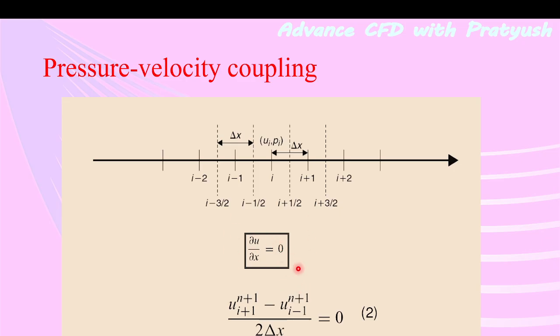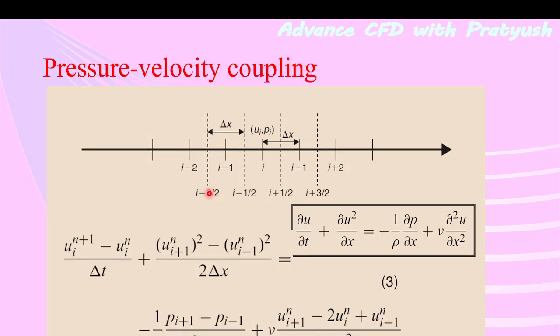If we want to discretize del u upon del x equal to 0, we can write it like this. And if you want to discretize the momentum equation, which we are taking only for the 1D direction, we can discretize it as: this is the transient term, this is the convection term, this is the pressure, and this is the stress transfer.